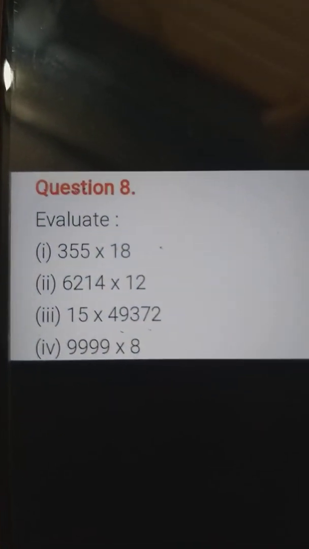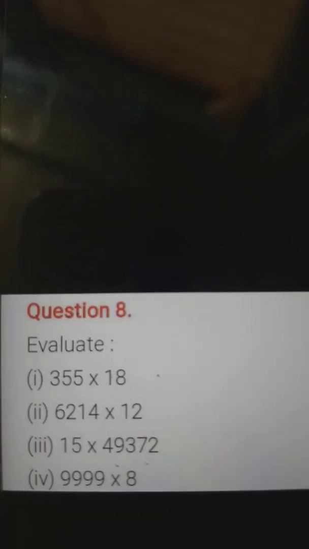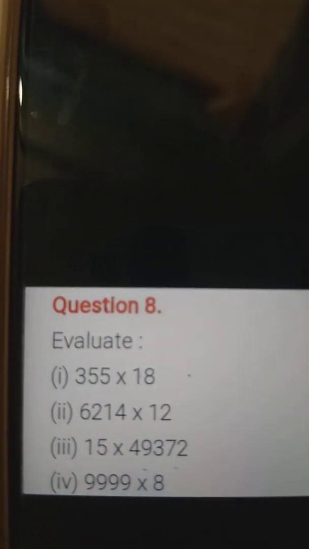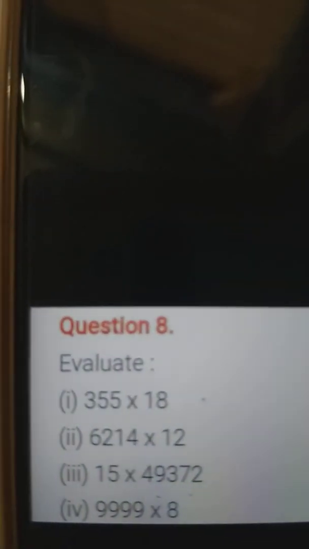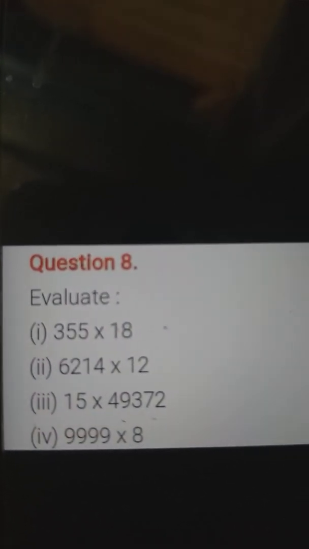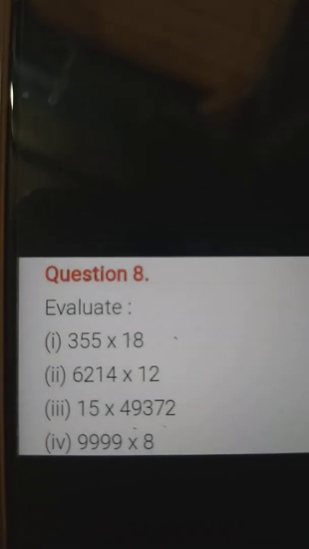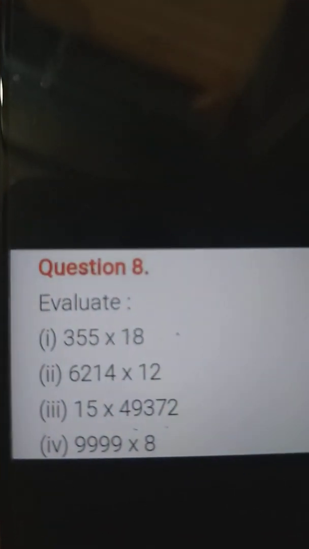Now the next question number 8, evaluate. It is just like question numbers 4 and 5, wherein you have to expand the number and then evaluate. For example, 355 is given. So expand it like 300 plus 50 plus 5, each multiplied by 18. Okay, 355, each number multiplied by 18.